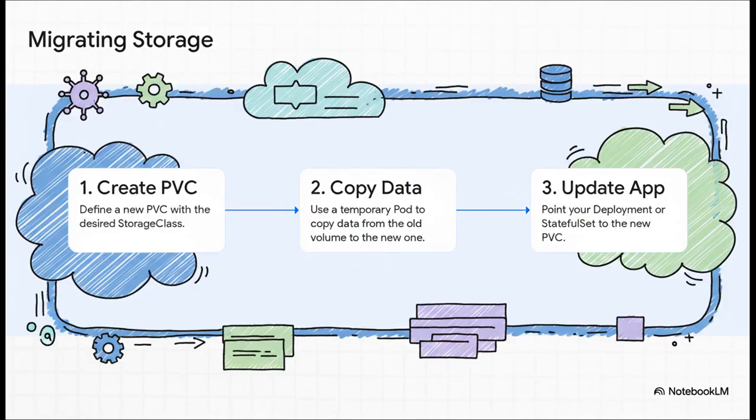Okay, let's say you need to upgrade your storage, maybe move from an older, slower SSD to a new, faster one. Now, you can't just edit the existing PVC. Instead, it's a pretty clean 3-step dance. First, you create a brand new PVC that points to your new, better storage type. Second, you use a little utility pod to copy all the data from the old volume to the new one. And third, you just update your application to point to the new volume. Done. It's a really manageable process.